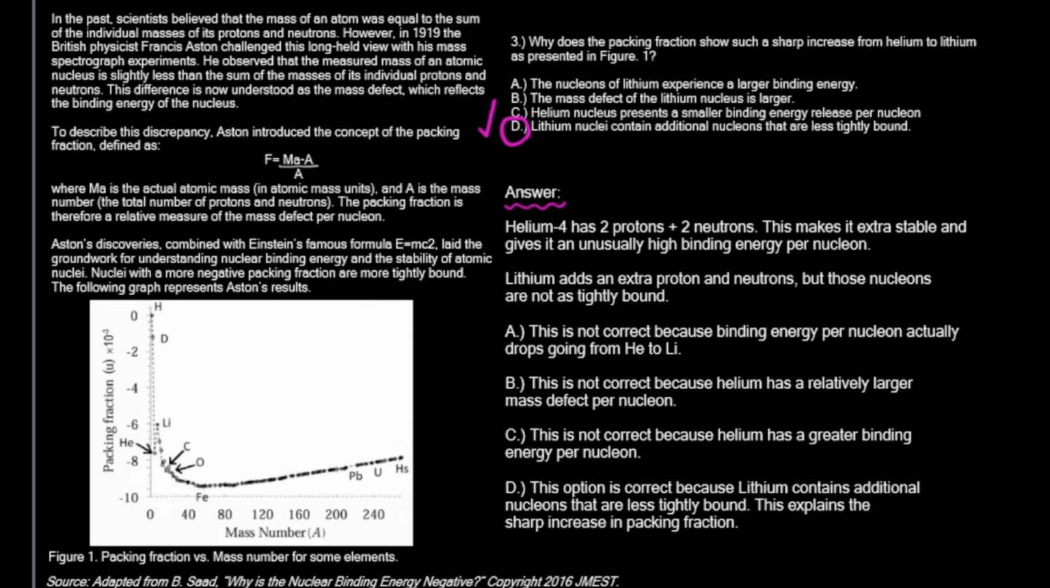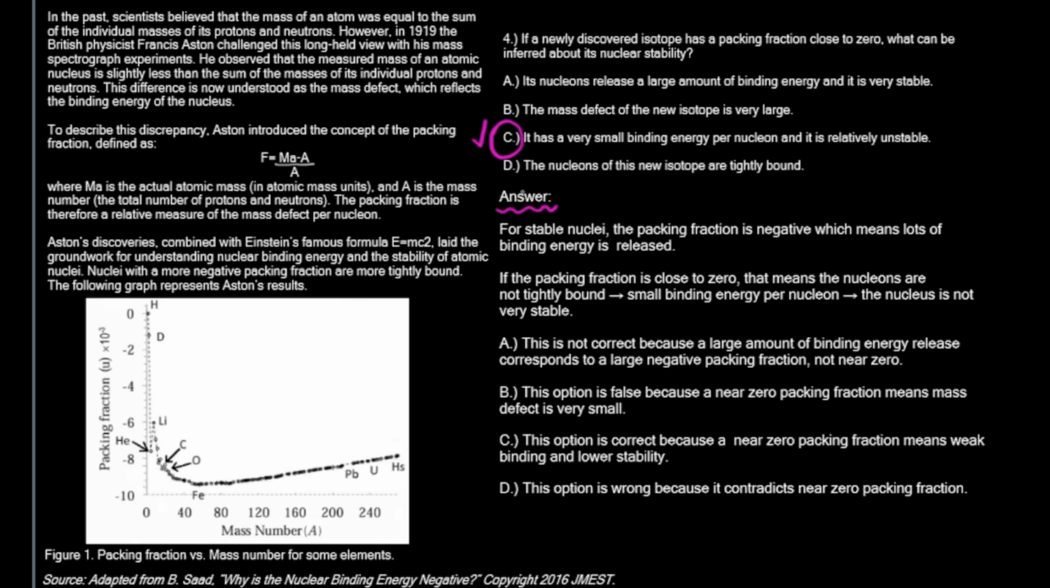Answer choice D is the correct answer because lithium contains additional nucleons that are less tightly bound, which explains the sharp increase in packing fraction. Question number 4. If a newly discovered isotope has a packing fraction close to zero, what can be inferred about its nuclear stability? You have to use your background knowledge as well as the information presented in the passage to answer this question.